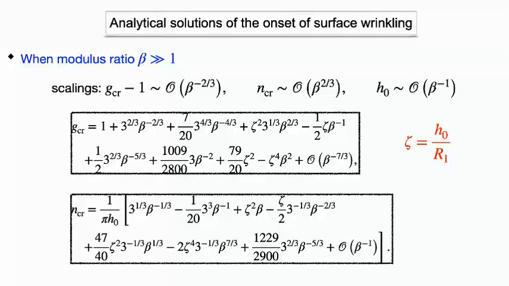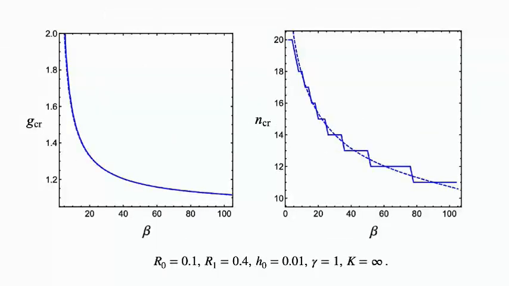But the leading order is dominated by this. It means that this is one of the most important parameters to determine how many wrinkles you will observe in a system. The thickness of the skin is very important. Okay, and this is a comparison, a validation of the solutions. Again, you can see very good agreement.